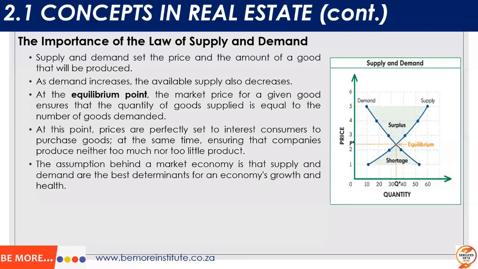The equilibrium point is the market price for a given good that ensures that the quantity of goods supplied is equal to the number of goods demanded. So at this point, prices are perfectly set to interest the consumers to purchase goods, at the same time ensuring that companies produce neither too much nor too little of a product.